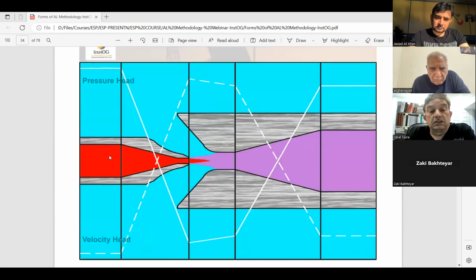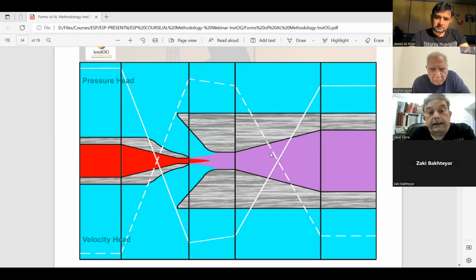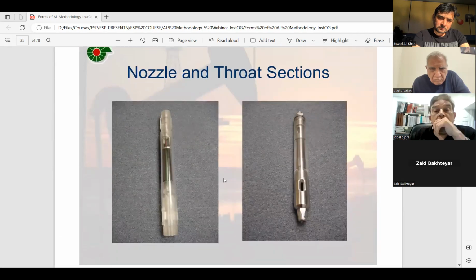This is the graphical representation of the pressure head and the velocity head. You see your pressure head, and this one is your velocity head. So the nozzle and throat are very handy and can be easily managed.